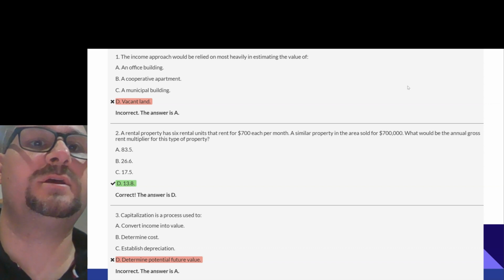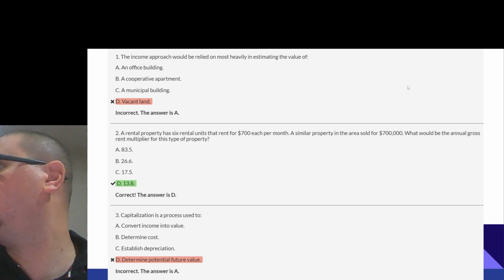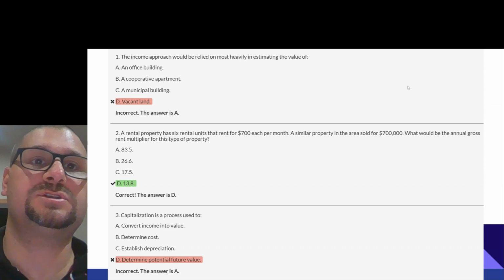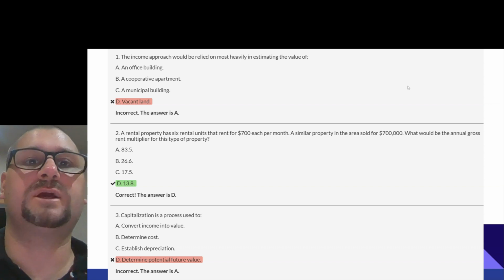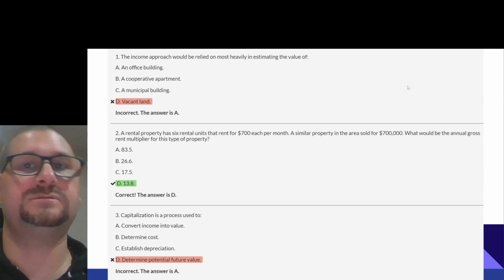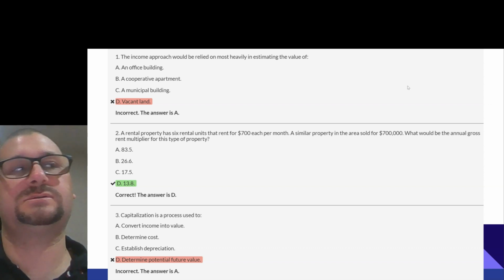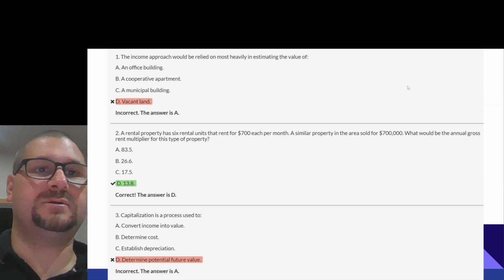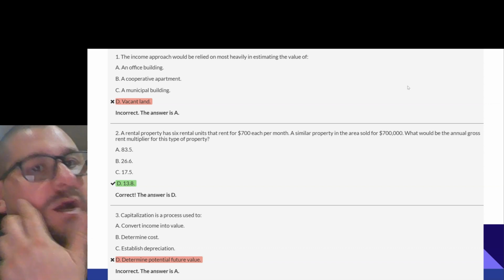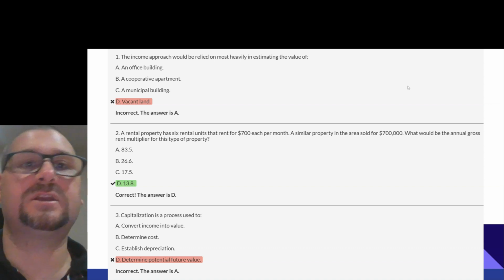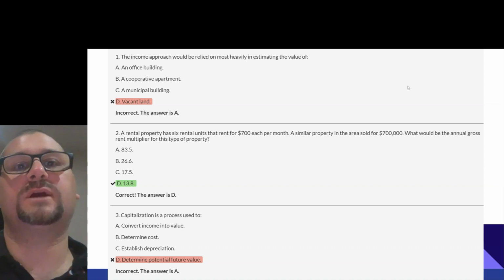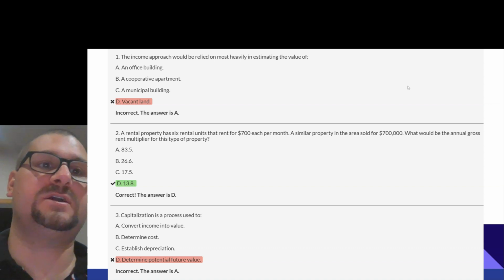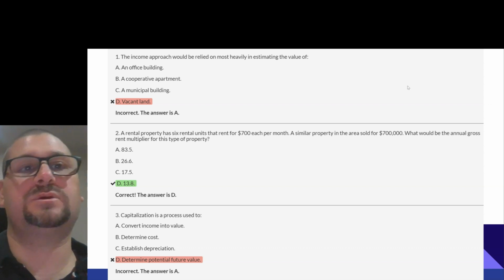Number one, the income approach would be relied on most heavily in estimating the value of what? This one's going to be alpha, an office building. So an office building is where the income approach would be relied on most heavily in estimating the value.